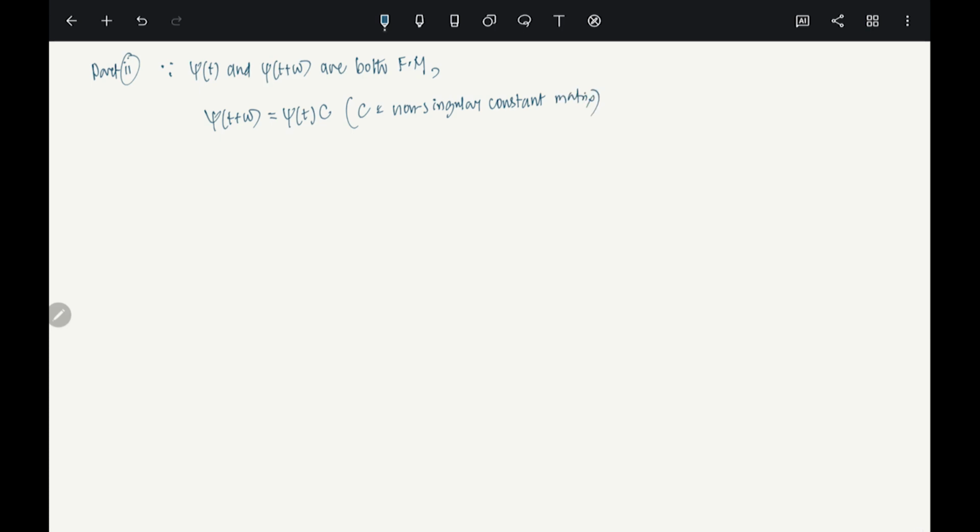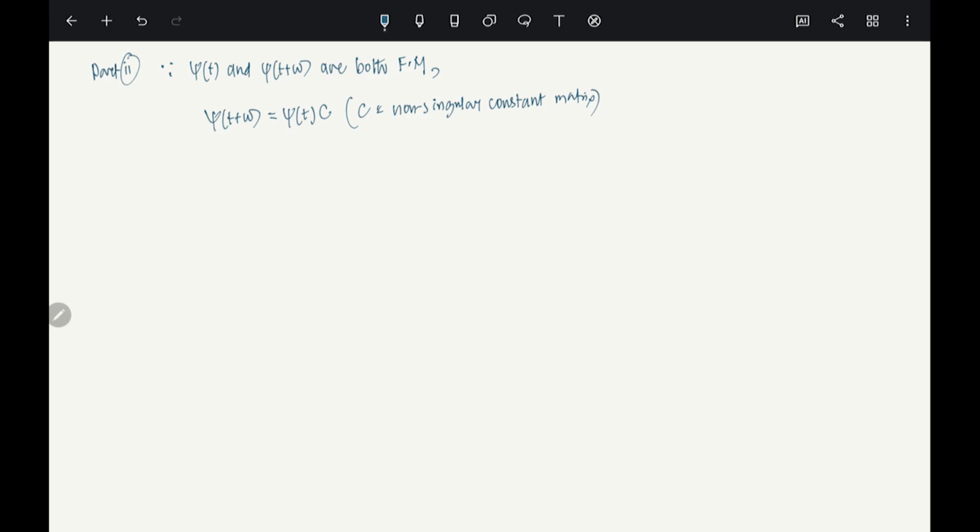We proved when we talked about fundamental matrices that if phi is a fundamental matrix, phi of t times c is also a fundamental matrix, where c is a non-singular constant matrix. And we also showed that any fundamental matrix will look like phi of t times c. There's no other way. So since phi of t plus w is a fundamental matrix, phi of t plus w can be written as phi of t times c. Is it okay?